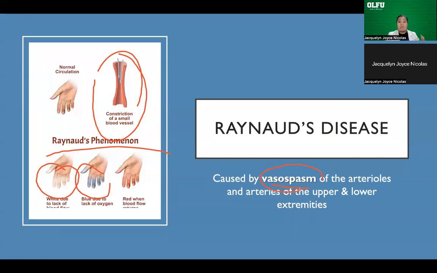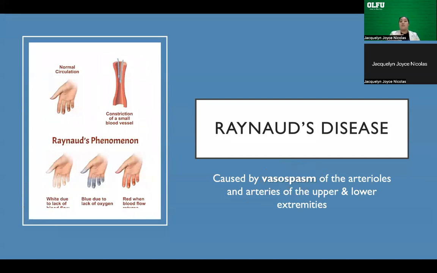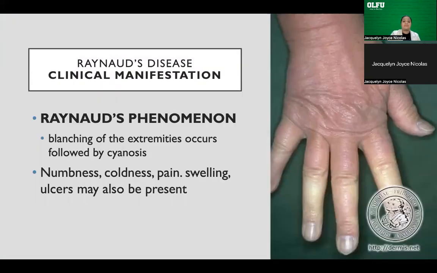Then kapag na-warm up na siya, nag-vasodilate na siya, bigla siyang mamumula na. Okay? So yun. Pero ang pinaka-significant talaga kapag sinabing Raynaud's phenomenon would be the white, the paleness of the digits. Okay? Yan talaga yung pinaka hallmark characteristic ng Raynaud's disease. Okay? There is the blanching of the extremities. Okay, followed by cyanosis. So namumuti siya muna, kita naman.